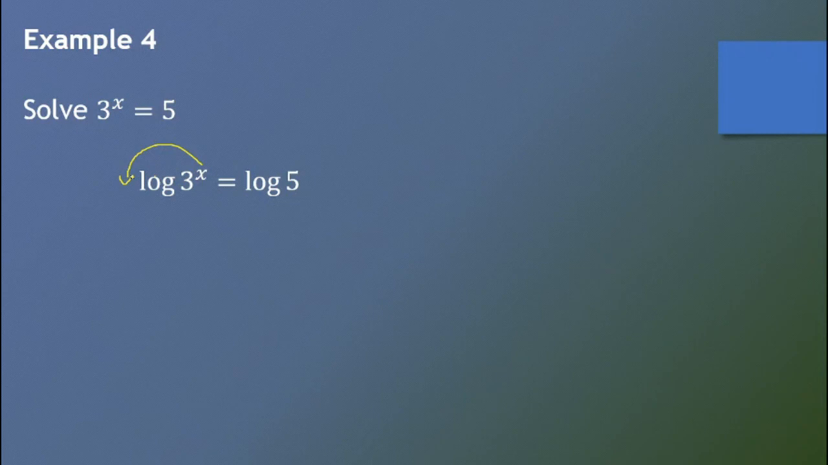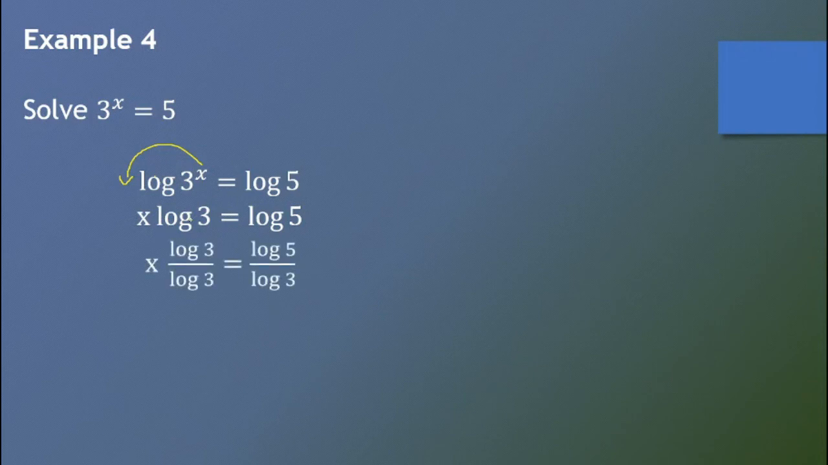So, kapag nilipat na yung exponent dito sa left side, magiging ganito na siya. X logarithm of 3 equals logarithm of 5. So, after mo ngayon mailipat yung x, kailangan makancel yung logarithm of 3 dito. So, we need to divide both sides by logarithm of 3. So, makakancel si logarithm of 3. So, using your scientific calculator, you need to divide logarithm of 5 divided by logarithm of 3.